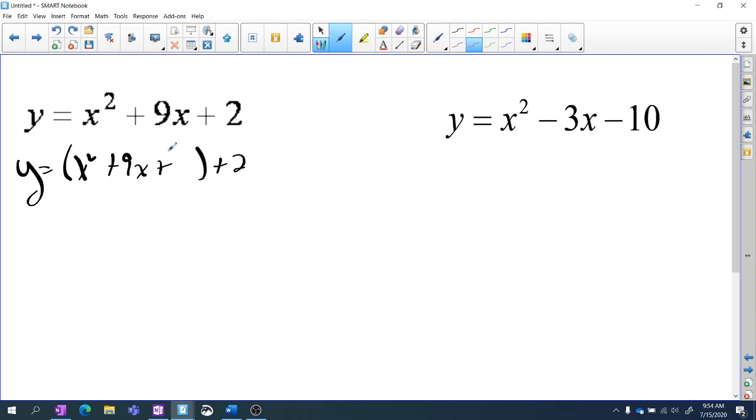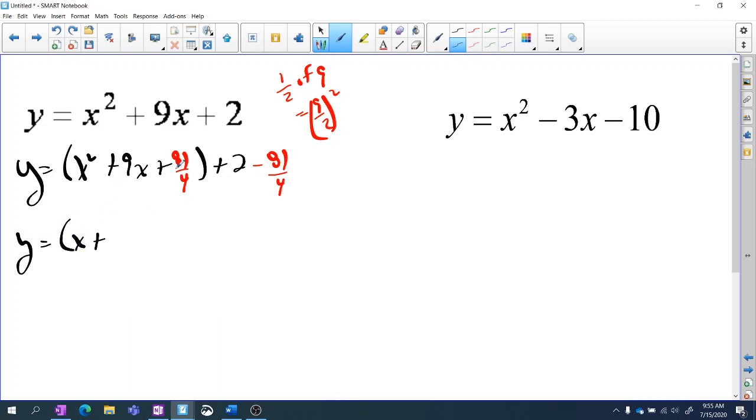So take half of 9. I'll just jot this down. This hopefully is going to be happening in your head, but I'm going to put it up here. Half of 9 is 9 over 2. Square that. Square the numerator, square the denominator. This will become 81 over 4. I've added 81 over 4. I need to subtract 81 over 4. Square root of the first, sign of the middle, square root of this one. Remember, if it's a fraction, you just take the square root of the numerator and the square root of the denominator. So this will be 9 over 2 squared.